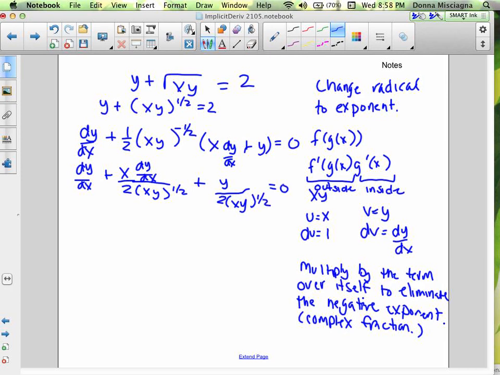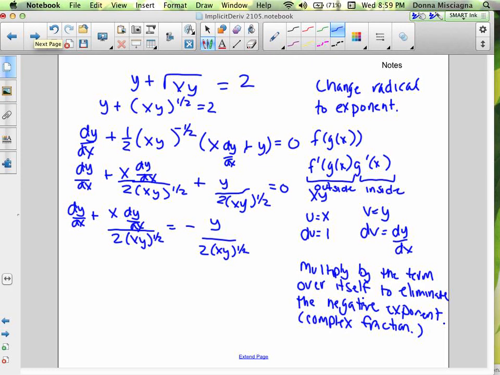Equals 0. Okay. So now we need to move the term without the dy/dx to the other side. So we have dy/dx plus this monstrosity here, x dy/dx divided by 2 times xy to the 1/2, equals negative y over 2 times xy to the 1/2. All right, and I'm almost thinking I prefer it as a square root.